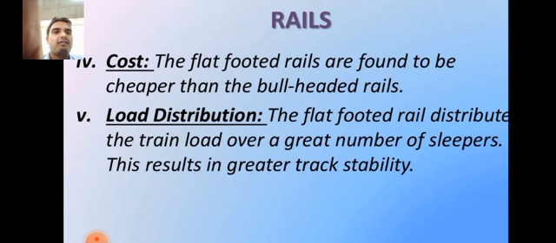Cost. Flat-footed rails are found to be cheaper than bull-headed rails. And last is load distribution. The flat-footed rail distributes the train load over a greater number of sleepers, and this results in greater track stability. So this was about the rail. Thank you very much.